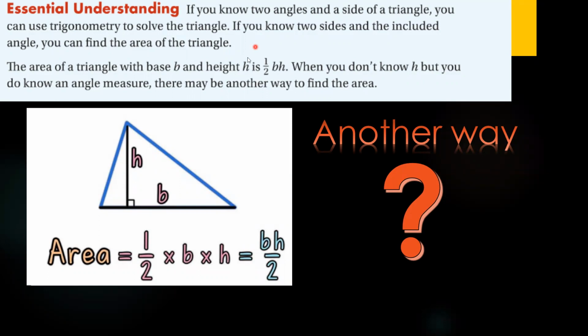Another way says that if you know two sides and the included angle, you can find the area of a triangle. So here we have two ways to find the area of a triangle, half BH, or another way, that's if you know the two sides and the included angle. Let's see what will be the other way.